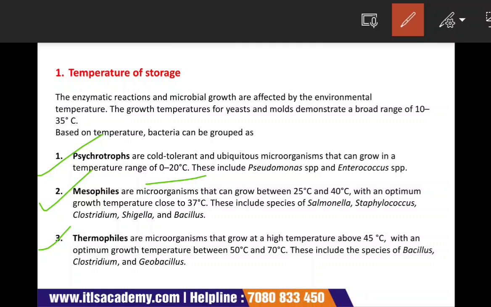Now the third one is the thermophiles. Thermophiles are the microorganisms that grow at a very high temperature. Whenever I say very high, I mean extremely high temperature, that is above 45 degrees centigrade, with an optimum growth temperature between 50 to 70 degrees centigrade, and this includes Bacillus, Clostridium, Geobacillus. So these are the three groups of microorganisms depending upon the temperature.